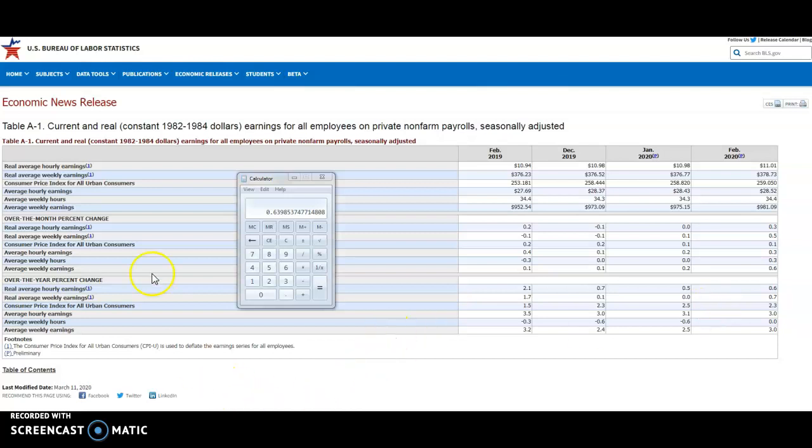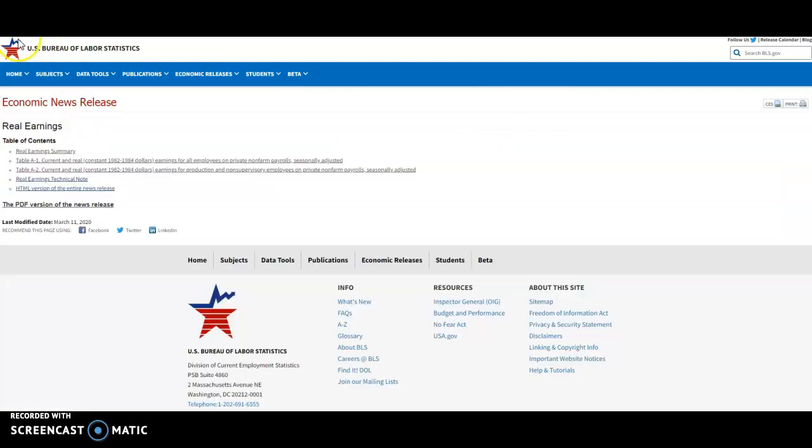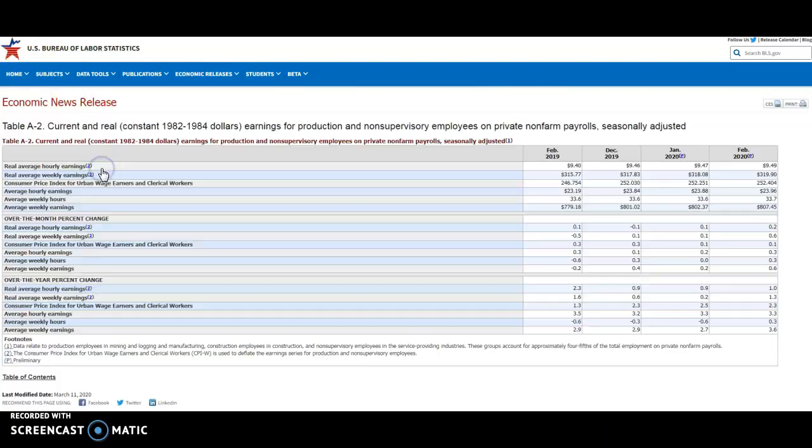The other part of this report, let me go back here, is table A2. And it's the same details, it's just got the pool of labor being production and non-supervisory employees. So you'll notice that the pay is lower because you're not including those higher paid supervisors in the data. Okay, take a look at this and know those calculations.